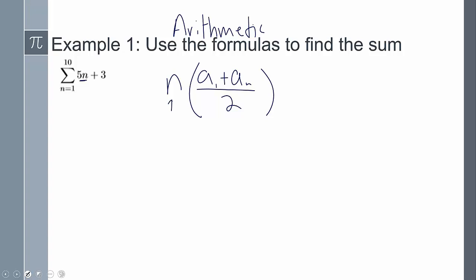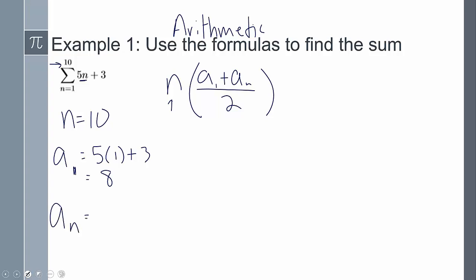So my n, well, n is 10. This is my n value here. Then, because it's how many terms we're getting, it starts at 1, and we're going to go all the way to n. Then my a sub 1 just means I'm going to plug in 1 for my value. It's my first term. So 5 times 1 plus 3, that's going to give me 8. And then my a sub n, that means that I'm going to plug in whatever the nth value is going to be. So that means I plug in 10. So 5 times 10 plus 3. And so that's going to give me 53.